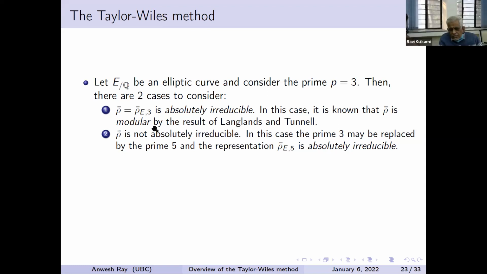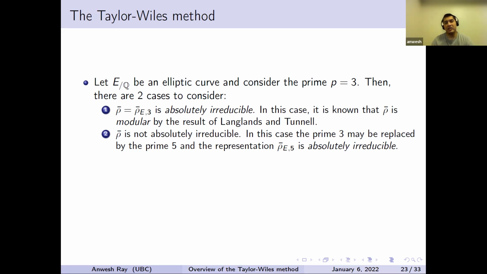Is this for the prime 3? Yes, not for a general prime. Later on, there has been a conjecture of Serre, which states that if you have an absolutely irreducible Galois representation Rhobar which is odd, then it lifts to something coming from a modular form.